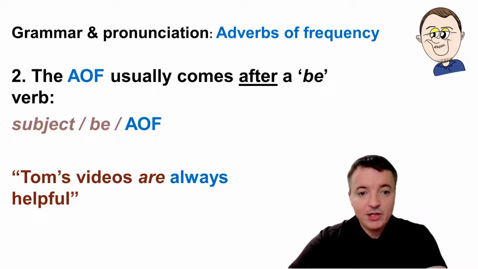The adverb of frequency usually comes after a be verb. So was, is, are, wasn't, isn't, for example. Tom's videos are, be verb. Tom's videos are always helpful.